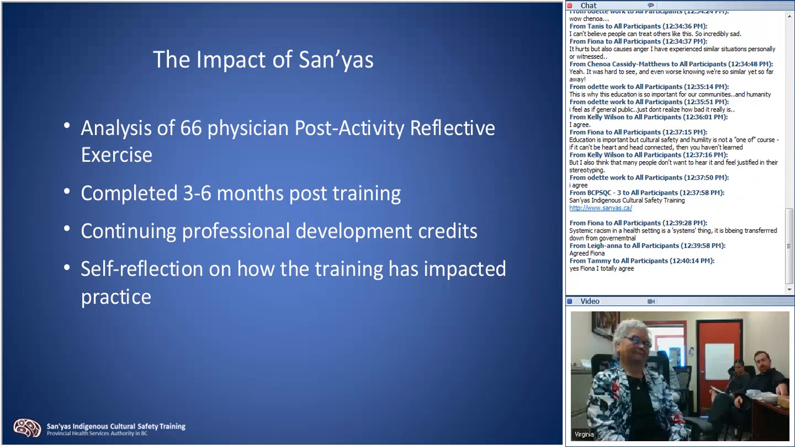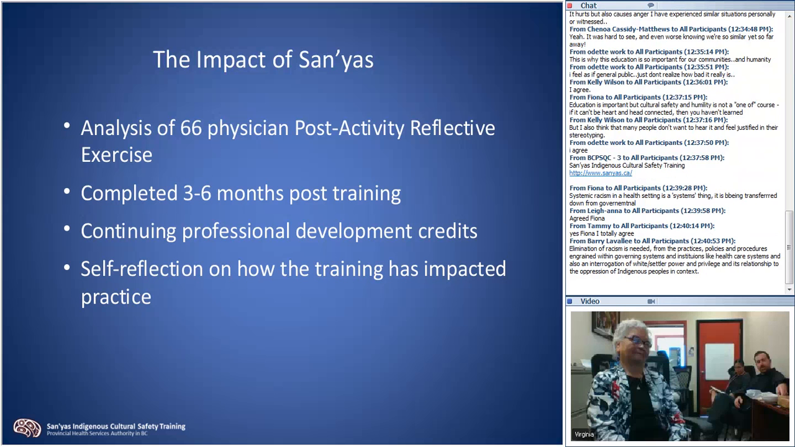So how do we know that this approach works? What are the impacts of SANIAS? We've taken strides to assess the impact of SANIAS as a behavioral intervention. One of the ways we've done this is through the development of a post-activity reflective exercise, which is completed 3 to 6 months after the core health training. Currently, this exercise is only completed by physicians who receive continuing education credits for completion. The exercise asks the practitioners how the training has impacted, informed, or shifted their practice.